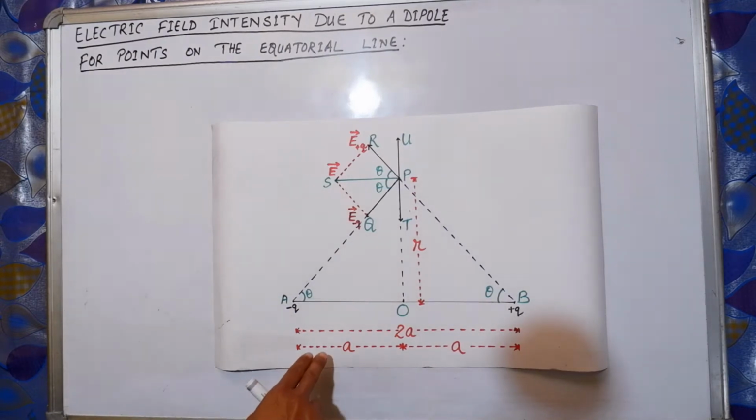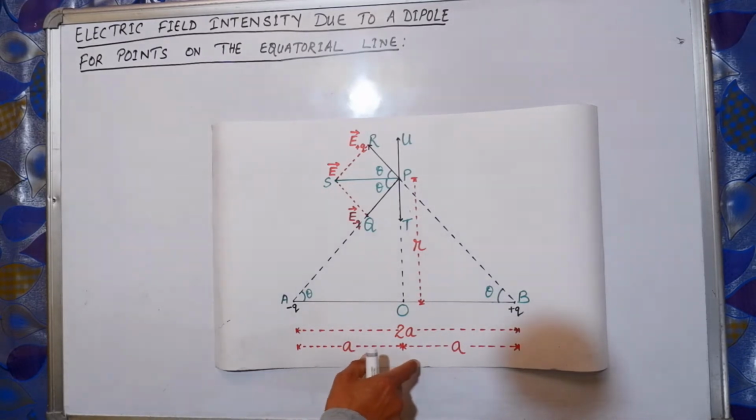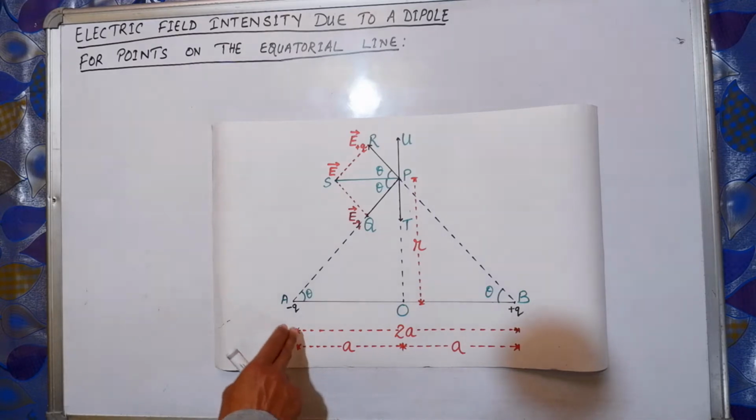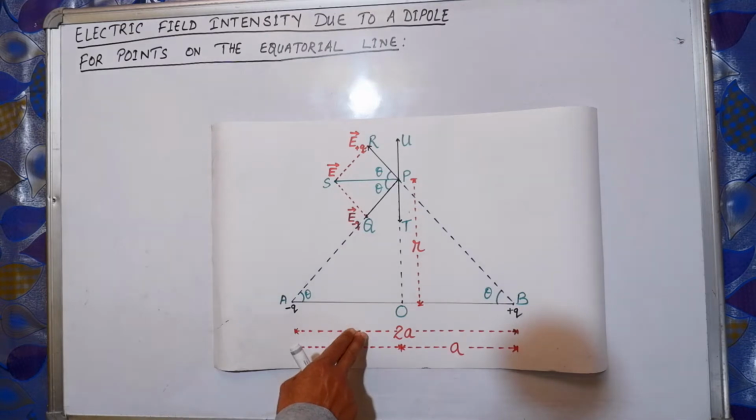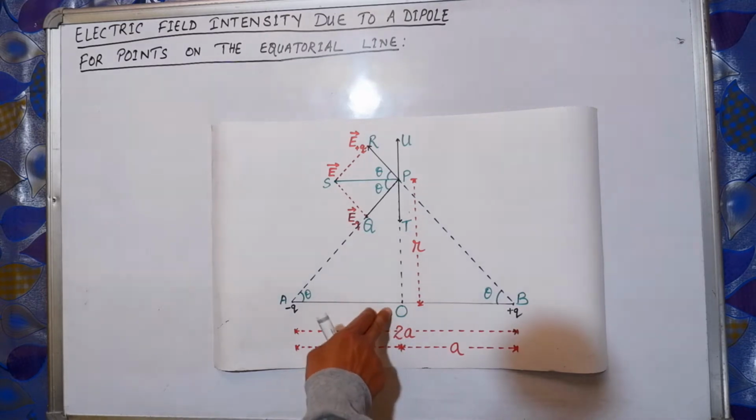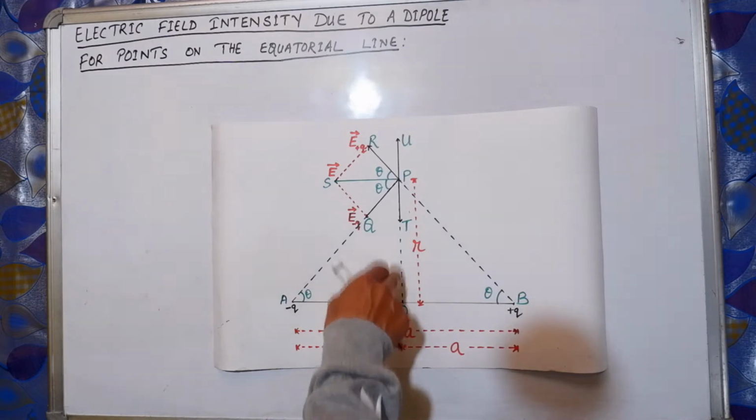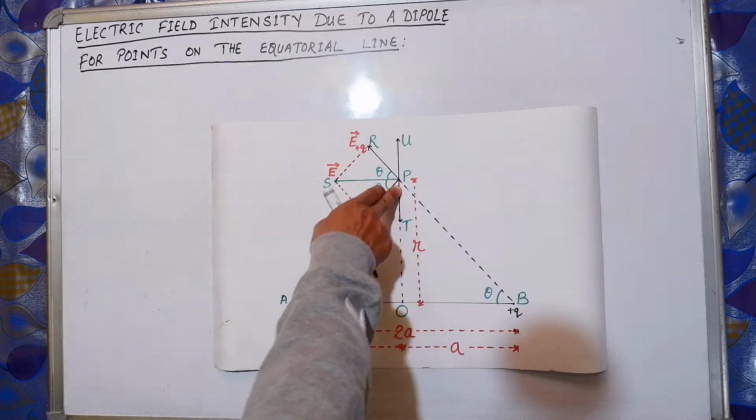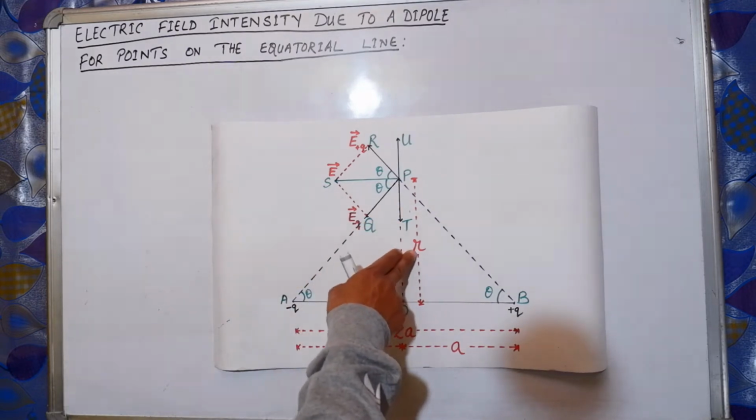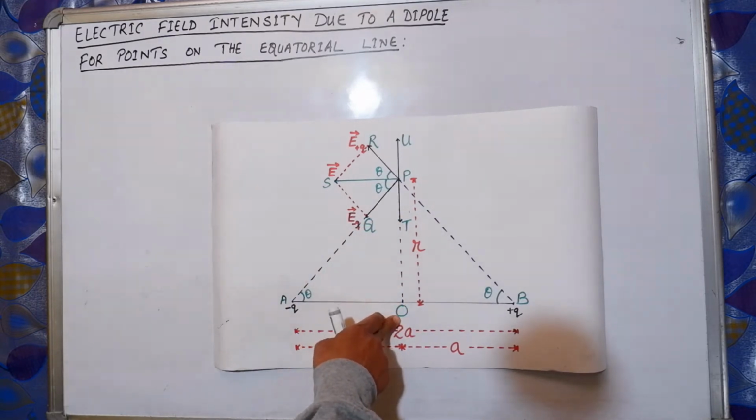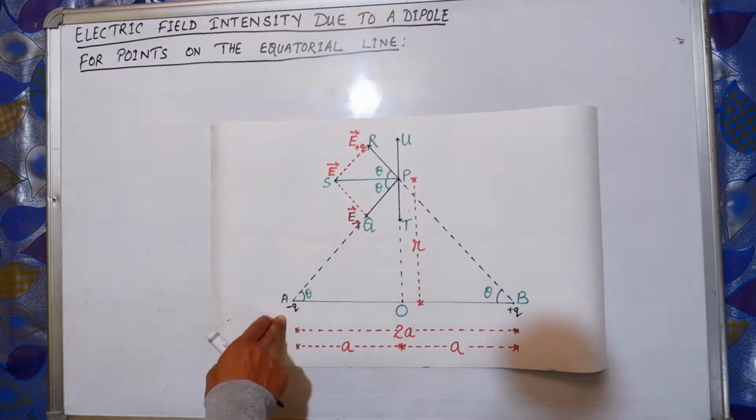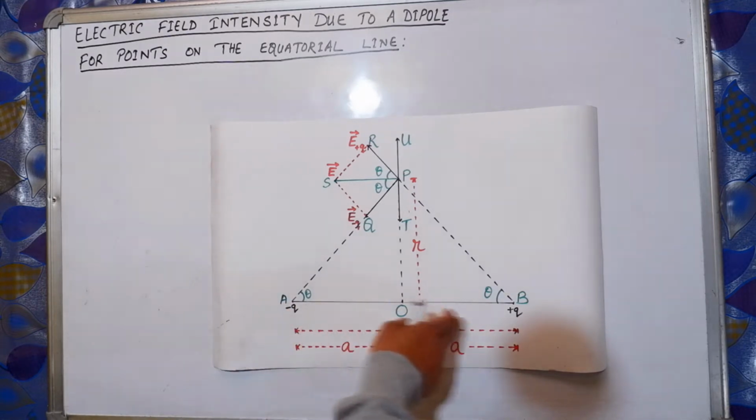Today we will do electric field intensity due to a dipole for points on the equatorial lines. As we have seen in this diagram, we have a dipole consisting of two charges, minus q and plus q, separated by a small distance 2a. O is the center of the dipole. What we are going to do today is find the electric field intensity at point P, which is at a distance r from the center of the dipole O, because of this dipole consisting of minus q and plus q.